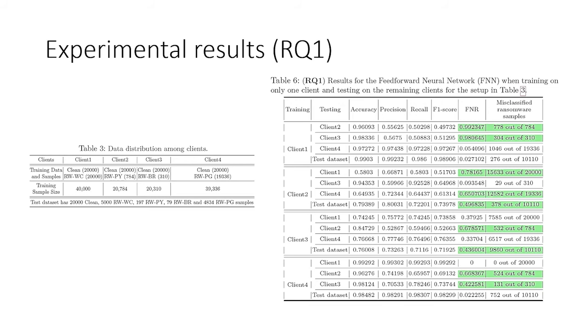The third one is, all our models trained on the Petya and clean datasets have shown good performance only on Bad Rabbit, and vice versa. So the takeaway message here is, we need collaboration among the clients, the hospitals, as one model trained on one ransomware is not effective to detect the other ransomware types in general.